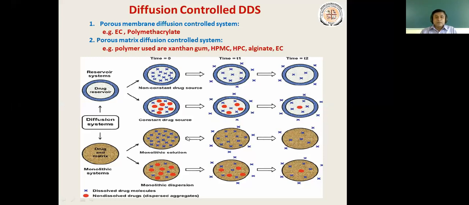So in case of a swellable type of system, the matrix system gets swelled. Okay. So this outer layer gets swelled, and due to the swelling there is a formation of a porous nature, and due to this porous nature, the drug is released in a slow manner for a prolonged period of time by the mechanism of diffusion. So this is called a diffusion controlled drug delivery system. Okay.